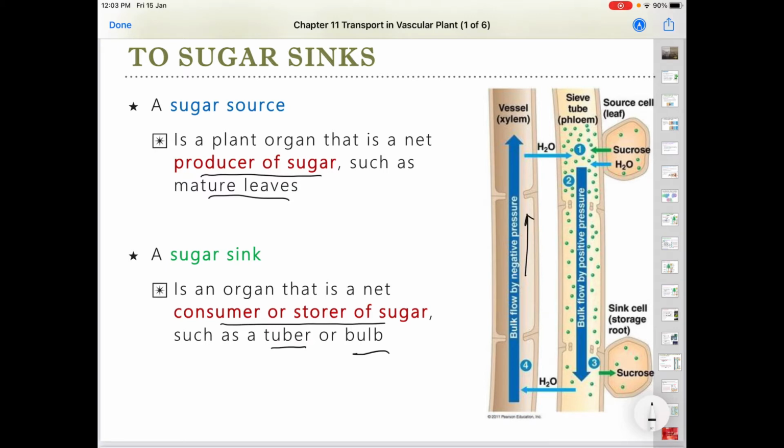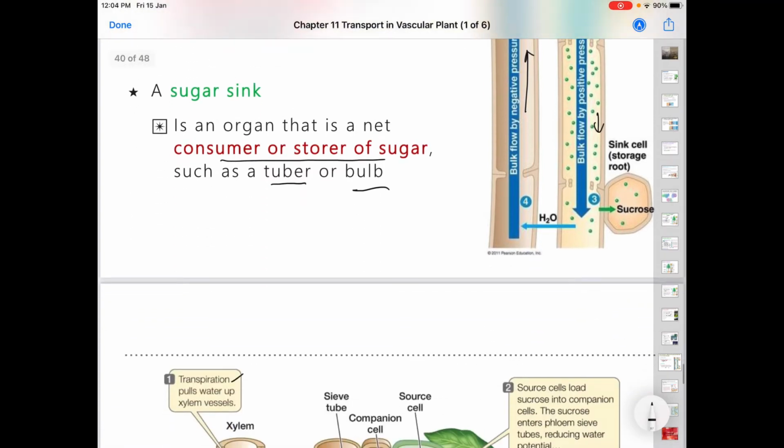But for translocation in the phloem or sieve tube, the movement of sucrose or sugar is using positive pressure, meaning from a very high concentration gradient to a lower concentration gradient. So there are two differences here: the negative pressure in the xylem vessel and the positive pressure inside the phloem.